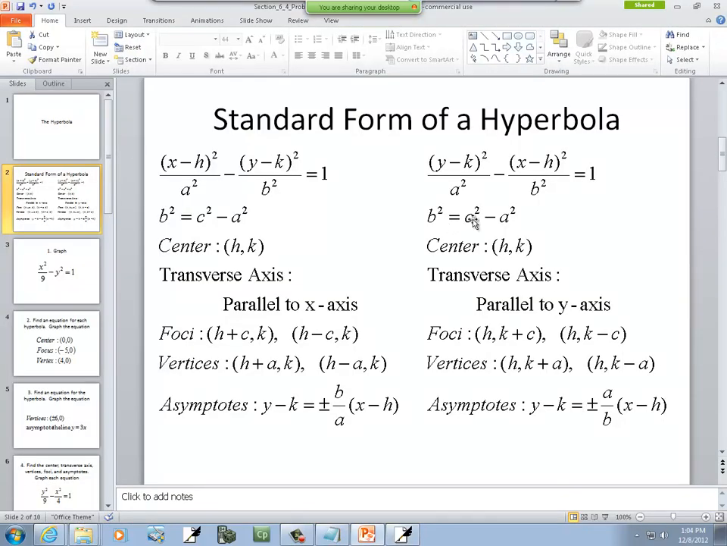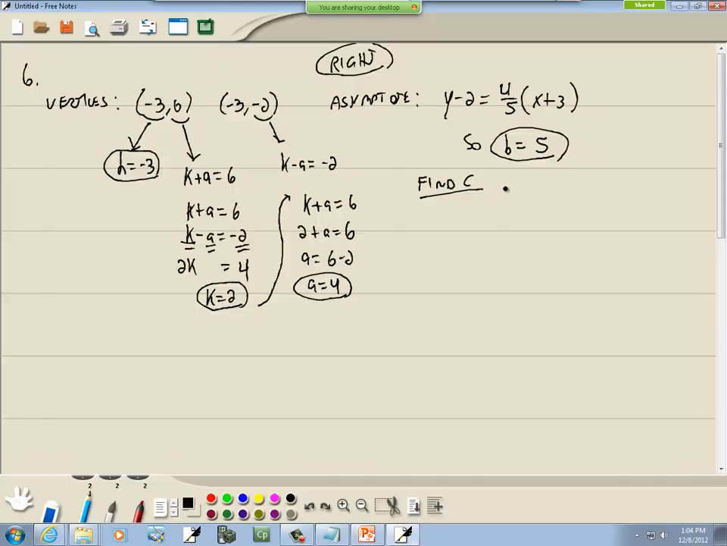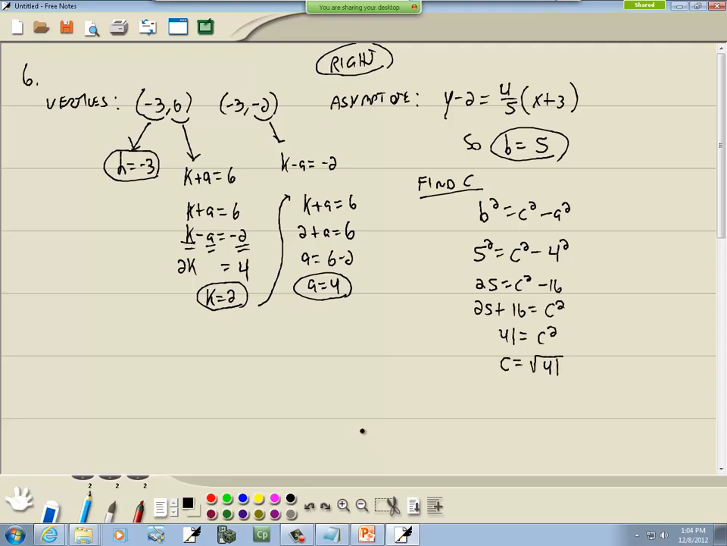Well, we've got our formula. Formula on the right. B squared is equal to c squared minus a squared. B we said was 5, so we've got 5 squared is equal to c squared minus a, which is 4 squared. So 25 is equal to c squared minus 16. Take that over, it becomes a positive 16. 41. So c is equal to square root of 41.